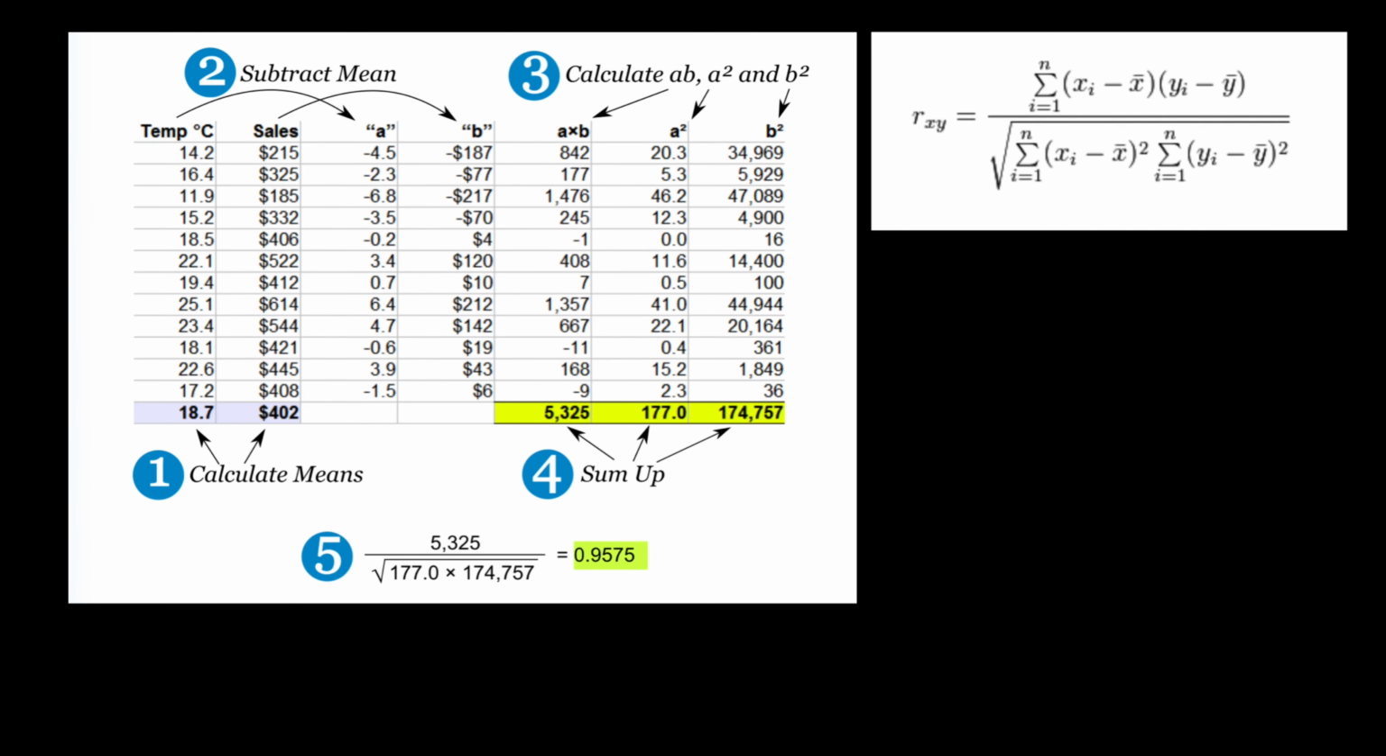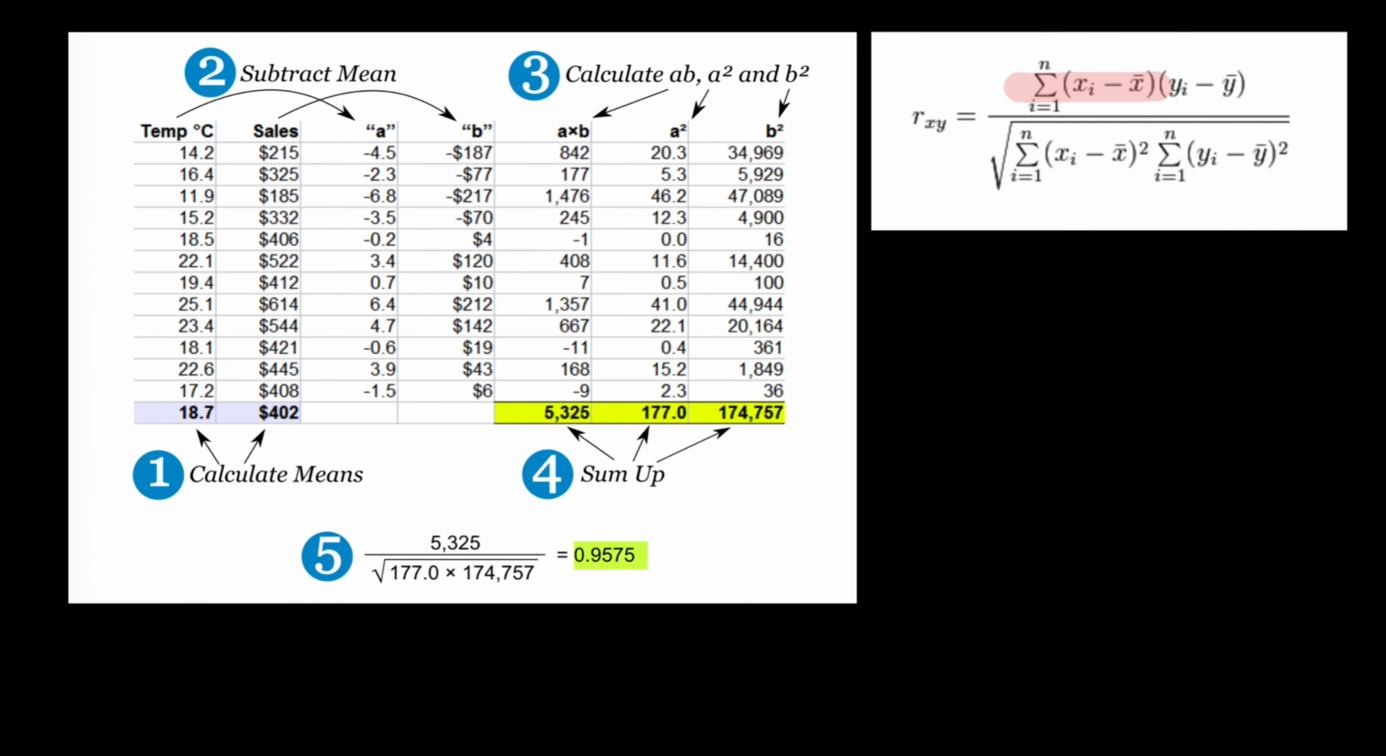Again, let me start. So we have one set of data, we call this x. We have a second set of data, we call this y. We calculate the mean for each data set. And then for column A, which is represented in the formula by this part, we calculate the difference between actual numbers and the mean. So from actual numbers, we have to subtract the mean. This is how we get, for example, this number, 14.2 minus 18.7.